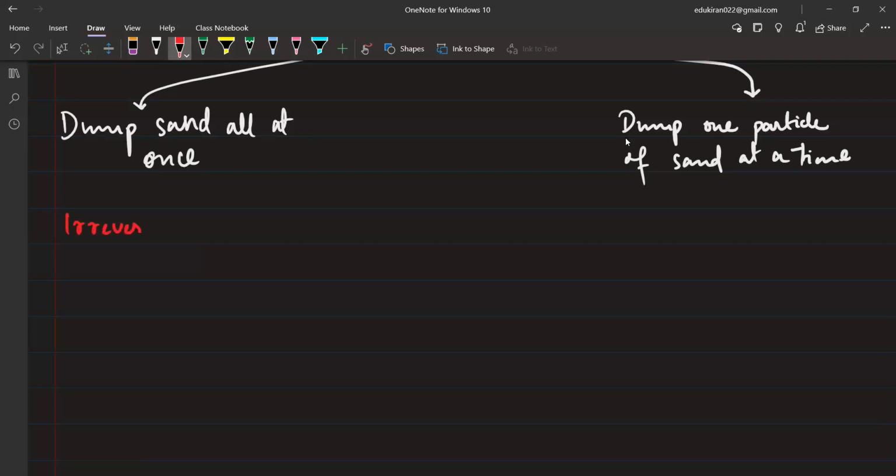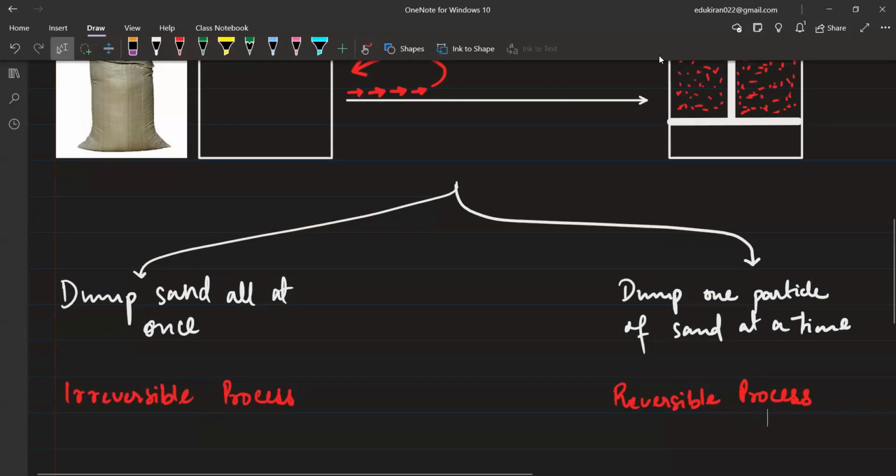This is irreversible process, and this will be reversible process. और समझ में आ गई सबको? हाँ या ना बताएं. ठीक है. Yes, sir. रिवर्सिबल एंड इररिवर्सिबल.